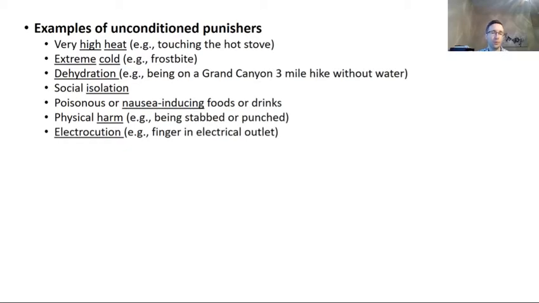Electrocution, putting a finger in an electrical outlet, or putting a metal object in an electrical outlet that's wet. If that results in electrocution, that's going to decrease the future probability that behavior will repeat. It's an unconditioned punisher.